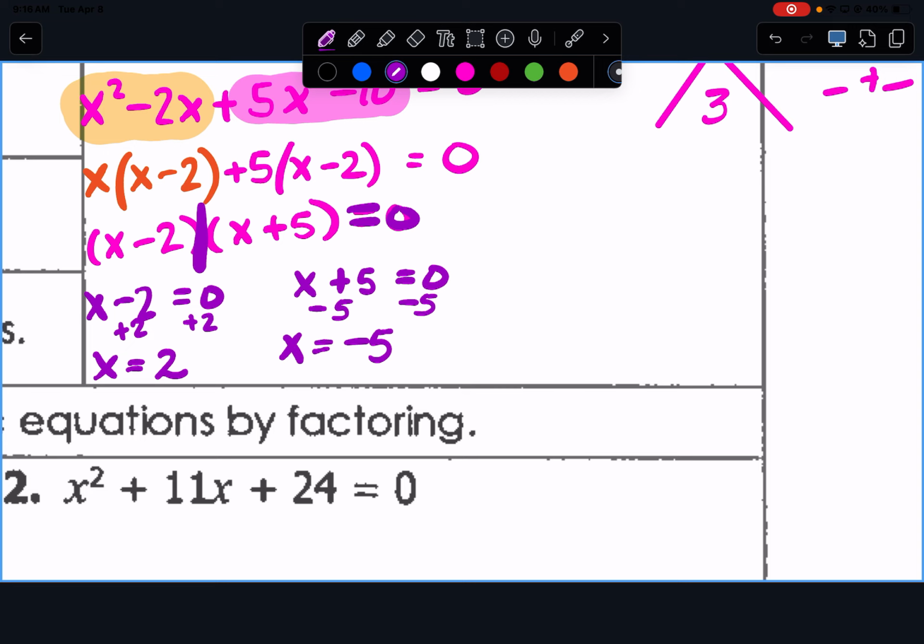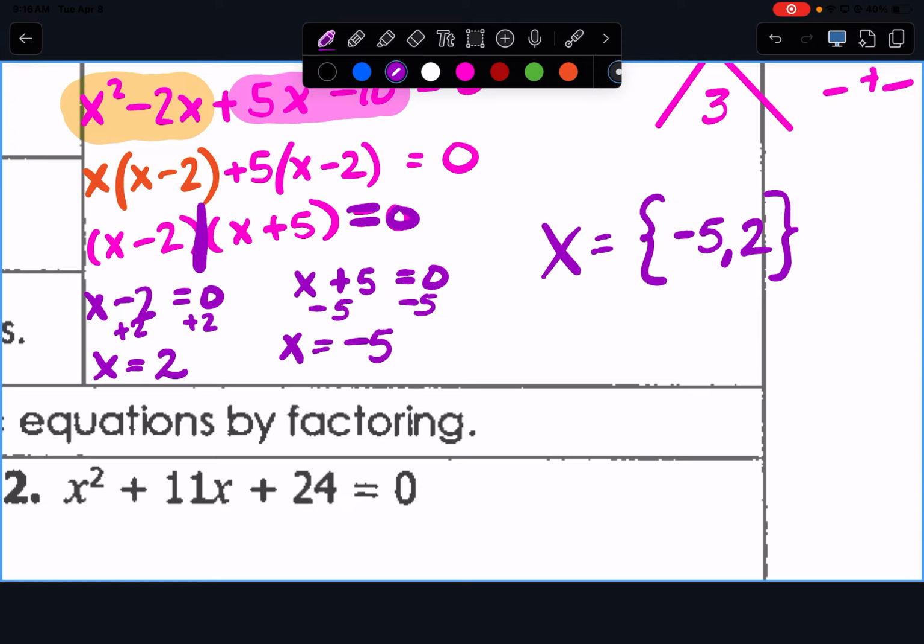All that is left for us to do is just write them as a solution set. So how would I write those as a solution set? -5, comma 2. All right. So that is how we solve by factoring. Okay? We factor just like normal. And then we take each piece and set it equal to 0 and solve those pieces.